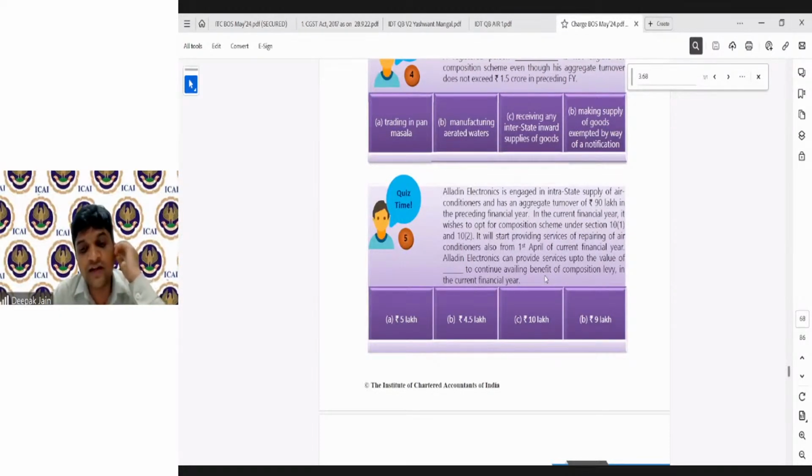Outdoor catering to another outdoor catering, then it will be available because people who are in the same line of business can claim ITC. But if an outdoor serving person is providing restaurant services, then the condition itself is that he should charge 5% and he should not claim ITC. So even if he's getting from another outdoor caterer, he will still not get the input tax.